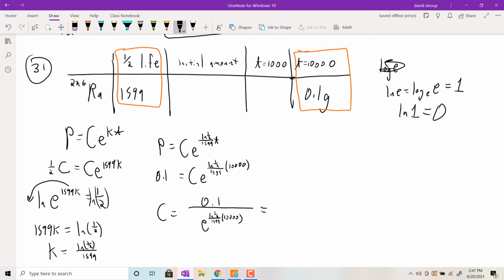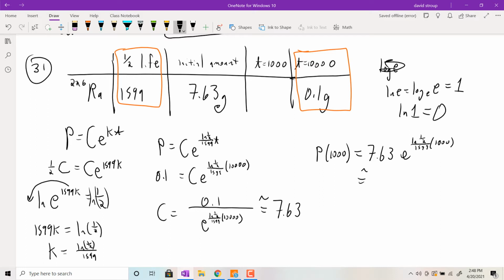If you put that in your calculator, make sure you practice putting that in your calculator because that is a big ugly expression. You get 7.63 grams for the C value. That's the initial amount. Then we pretty much have all of our information. We could evaluate P at 1,000. Just plug in 1,000 for t into this new formula, 7.63 e to the ln of 1/2 all over 1599 times 1,000. And 4.95 is what I got.